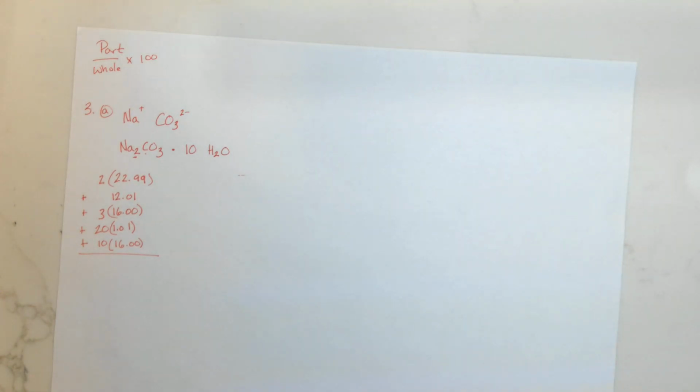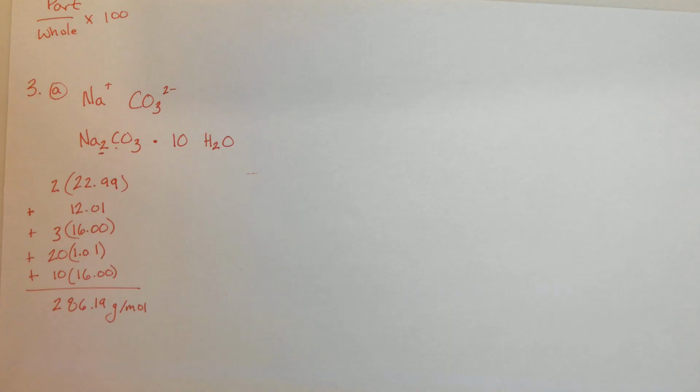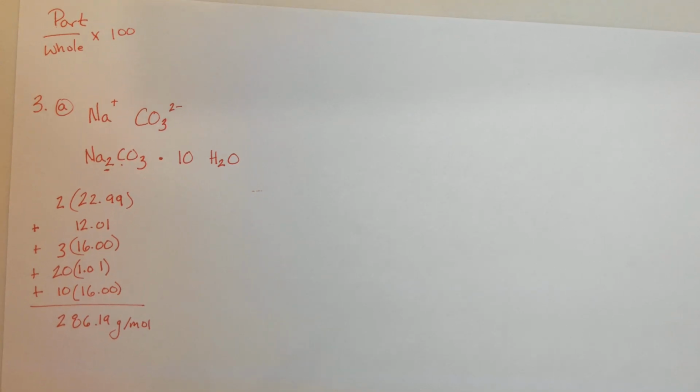So we'll add that up, and we'll get the molar mass of our sodium carbonate decahydrate. I'm going to pull out my calculator and do that now. Why don't you do the same? All right, hopefully you've done that, and like me, you've gotten 286.19 grams per mole. Great. So this is the whole. But the question here is asking, what is the percent of water in each of the hydrates? So now we need to compare this to the part, to the amount of water that we have.